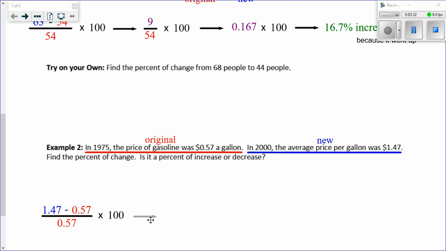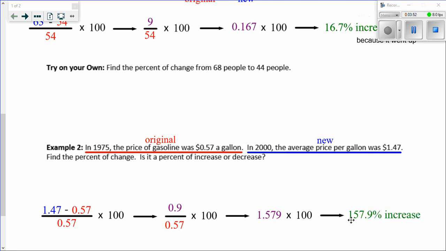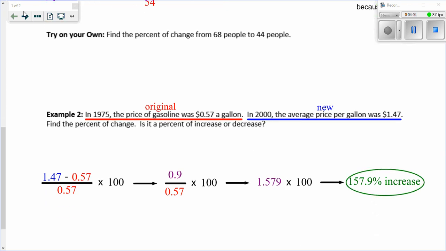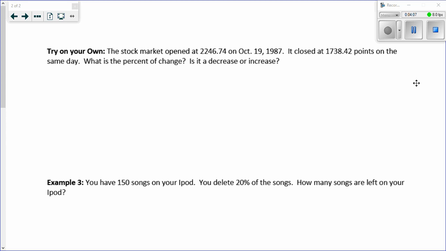So now I can do the subtraction. So 1.47 minus 0.57 gives us 0.90, or 0.9. And we're going to divide that by the 0.57. And that will give us 1.579. That's what we can multiply by 100. So what we get is 157.9%. And like we said, that was an increase because it went up over time. And that's our final answer. Okay. So now you guys are going to try this one on your own.